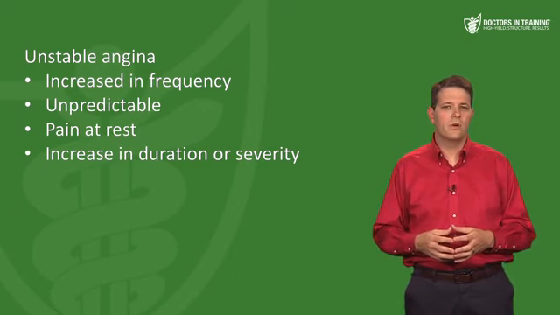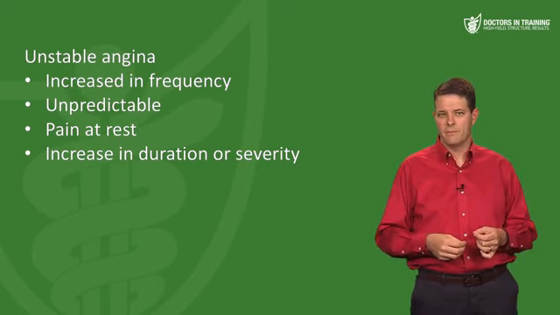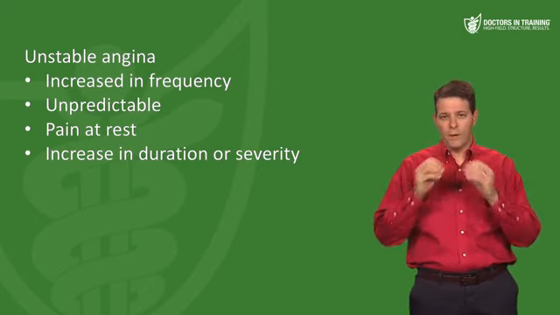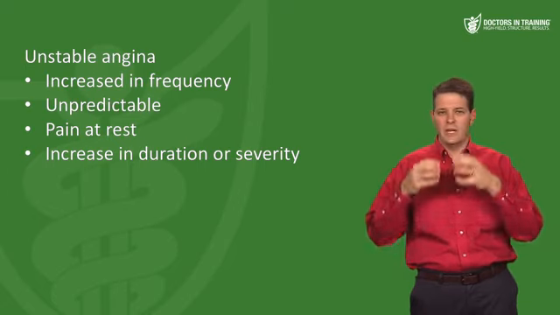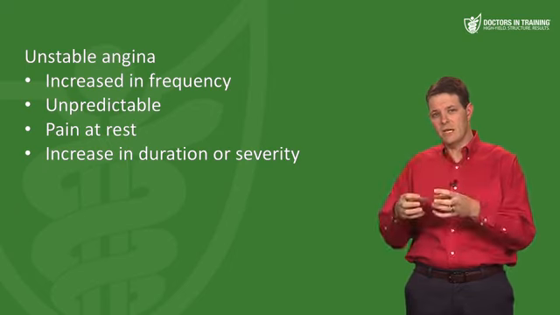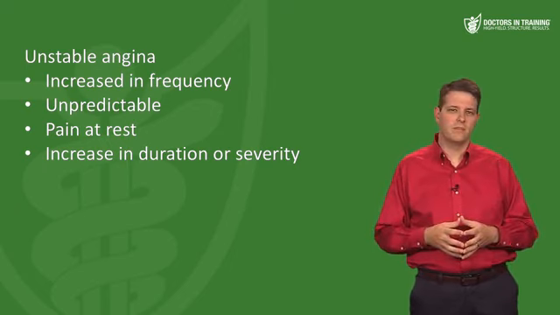Unstable angina is generally thought to be due to transient thrombosis of a narrowing coronary artery. So that atherosclerotic plaque ruptures and it thromboses, but not badly enough to cause complete occlusion and infarction. So there's some ischemia, but there's no infarction. But you can still see some ECG changes.